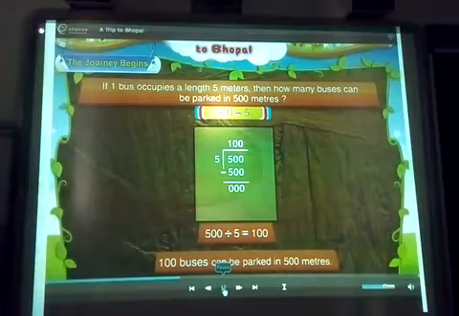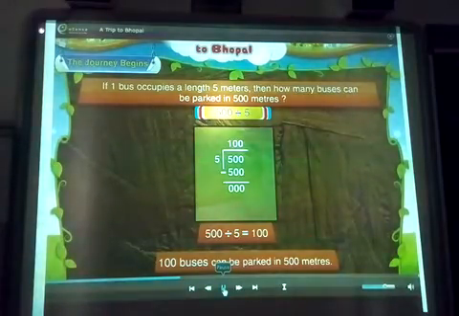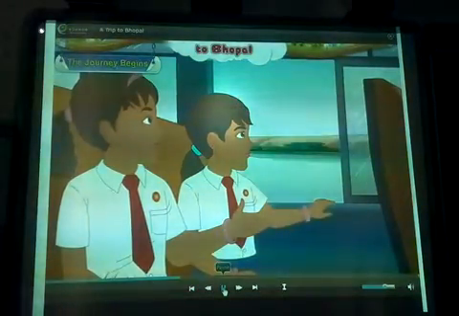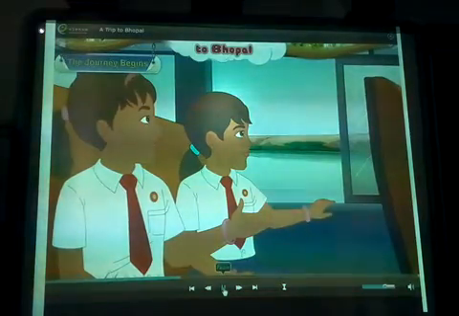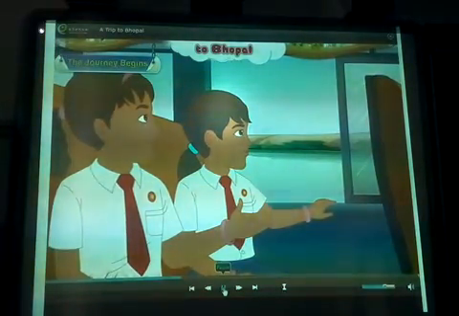100 buses can be parked in 500 meter. Have you ever crossed a long bridge? About how many meter long it was?